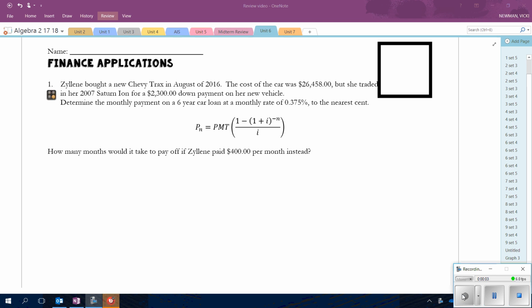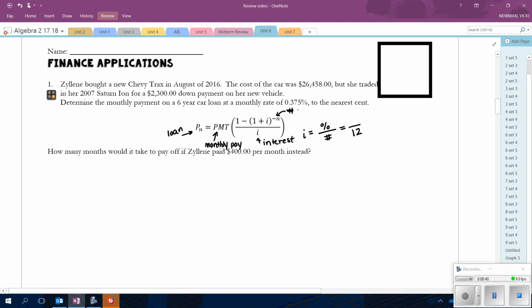Okay, so finance applications. We've used this formula a lot. So this P sub n is like the amount of the loan. Payment, PMT, is your payment, so your monthly payment. I is interest. And we know that I is normally the percent divided by months, so usually by 12, right? And then N is the number of payments or number of months, because we're going to be talking about monthly things.